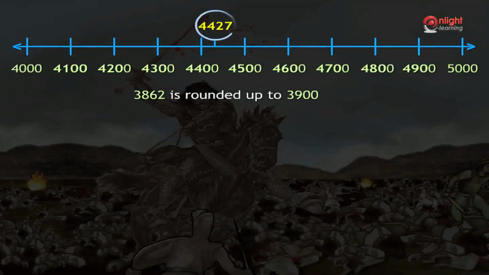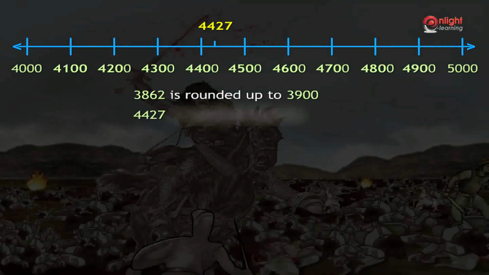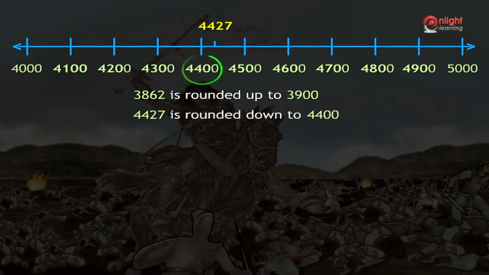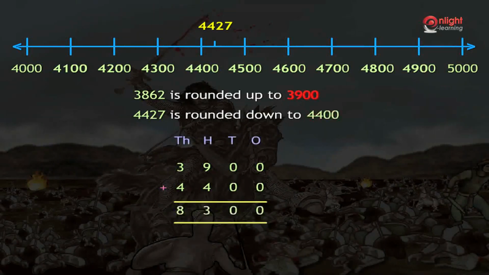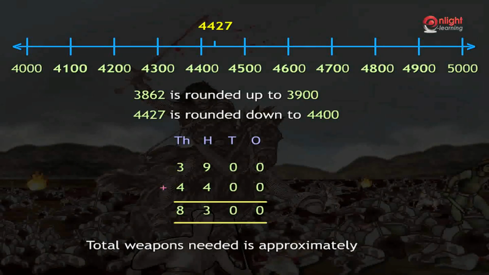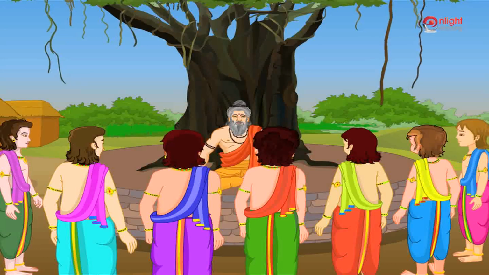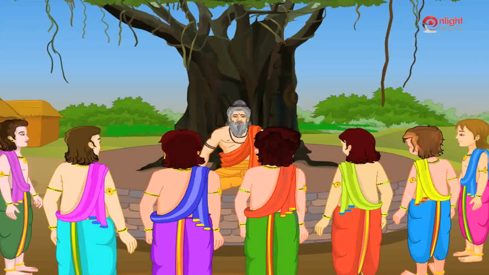We know 4,427 is closer to 4,400. So 4,427 is rounded off down to 4,400. Now adding 3,900 and 4,400, we get 8,300. So, total weapons needed is approximately 8,300. Let me give one more example.